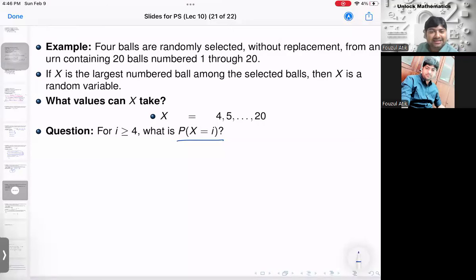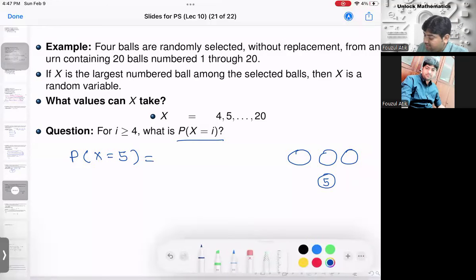X equal to i means that among these four selected balls, the largest number is i. Before discussing this, let's discuss the probability of X equal to 5. It means that among these four balls, the largest number is 5. What is the probability of this event?